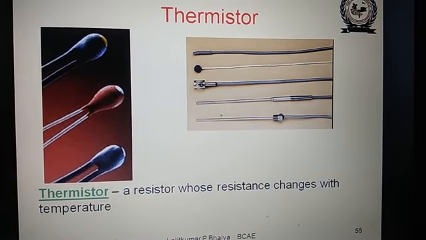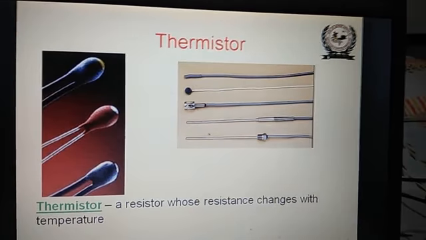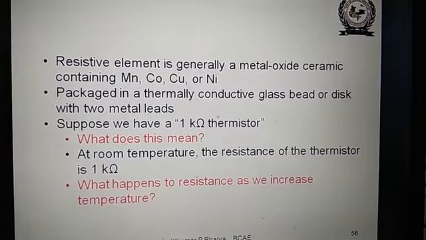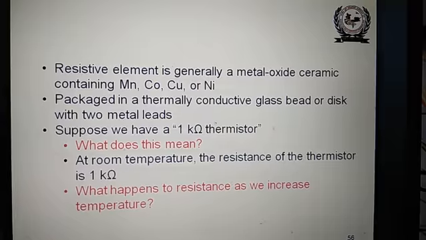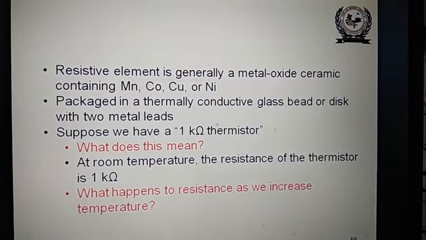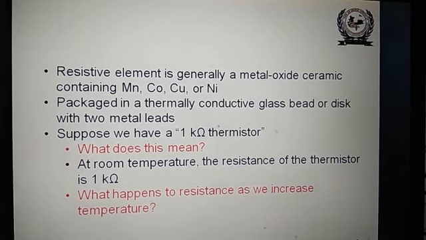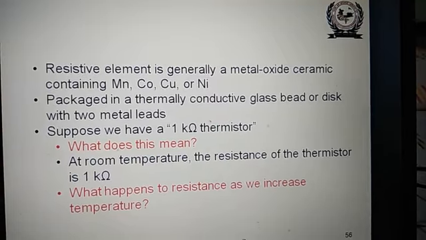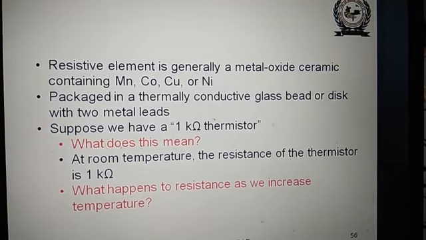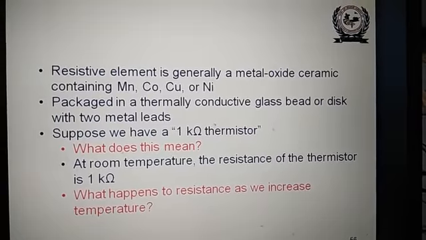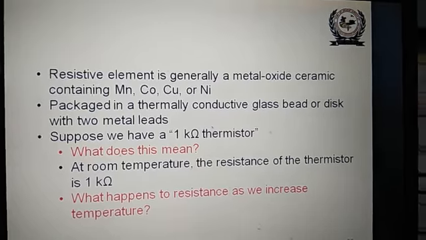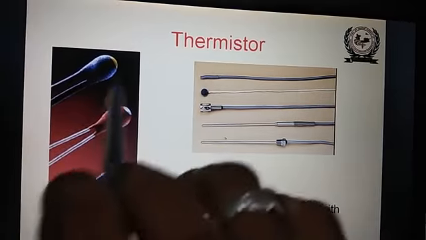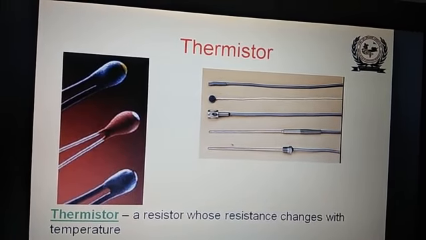Thermistor: a resistor whose resistance changes with temperature, that we have seen. The resistive element is generally a metal oxide ceramic containing magnesium, cobalt, copper, nickel, etc. Packaged in a thermally conductive glass bead or disc with two metal leads. Just as we have seen in this diagram. In this diagram, these are the two metal leads and they are packaged with this ceramic.